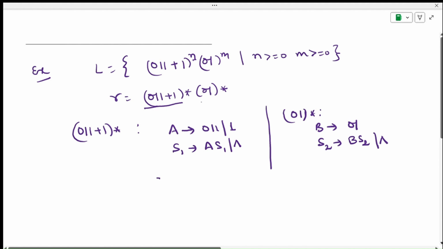So therefore, the final context-free grammar for the given language would be like this. S is nothing else but S1 followed by S2. Just copy all these here. S1 is nothing else but A S1 or null. What is A? A is 011 or 1.